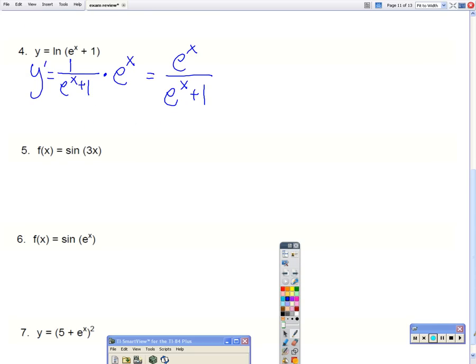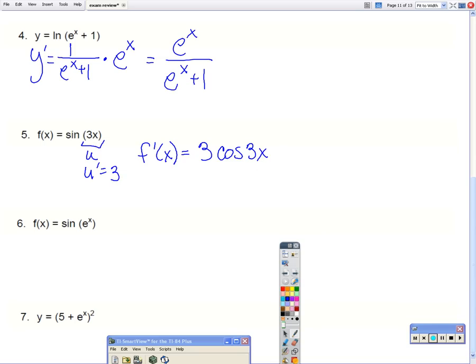Number 5, this is u, so u prime is 3. So my derivative is u prime cosine of u. Again, u here is e to the x, so u prime is e to the x still. So my derivative is e to the x cosine of e to the x.